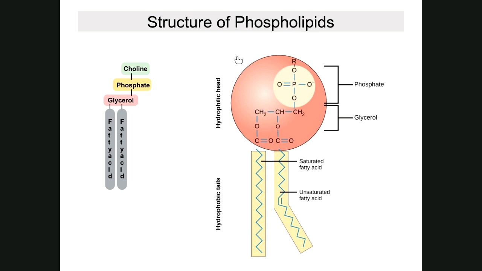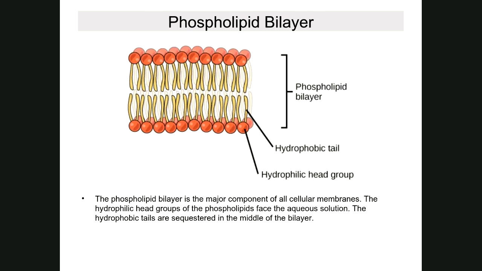This head that is here in orange is hydrophilic, it interacts with water. But the two tails are hydrophobic tails. They can be either saturated or unsaturated: one saturated and the other unsaturated, both of them unsaturated, or both of them saturated, depending on which kind of fatty acid it is. And this is the major constituent for the plasma membrane.